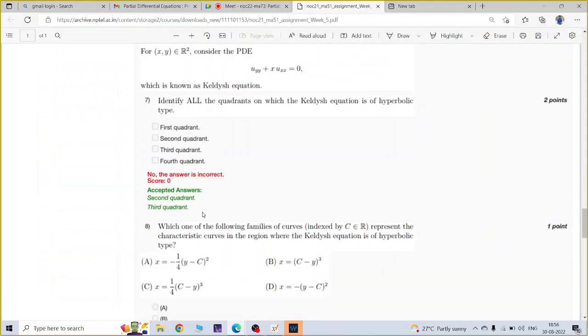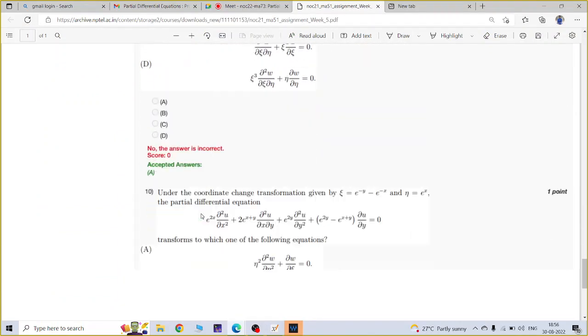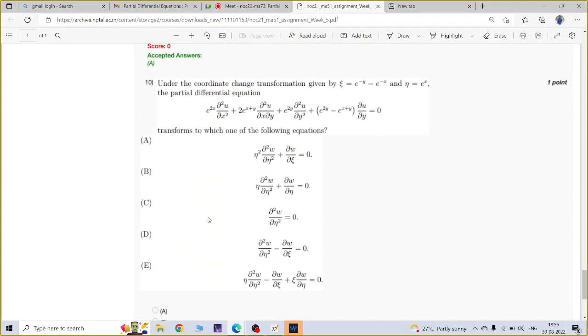So question number 7 is already done, 9 is done, and question number 10. Question number 10 needs just some calculations. Under the coordinate transformation ξ equal to e power minus y minus e power minus x and η equal to e power x, what does the partial differential equation become? You just have to give some coordinate transformation.